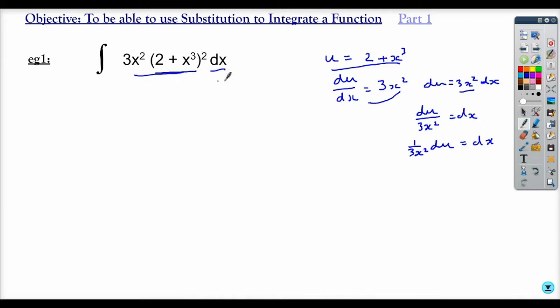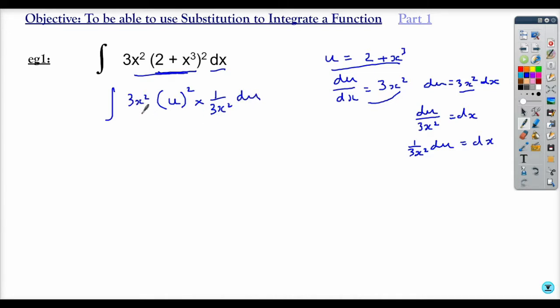Now what I'm going to do is replace this 2 plus x cubed with u. So I'm left now with the integral of 3x squared. The part in the brackets now becomes u, so that's u squared. And my dx now is 1 over 3x squared with respect to u.